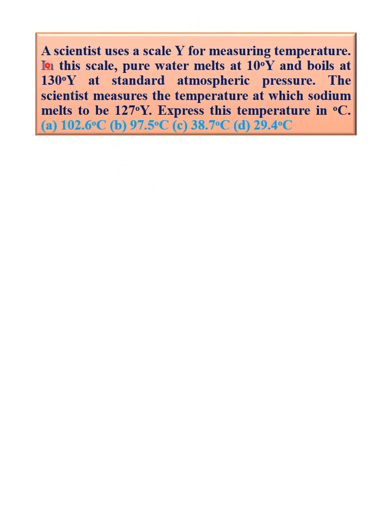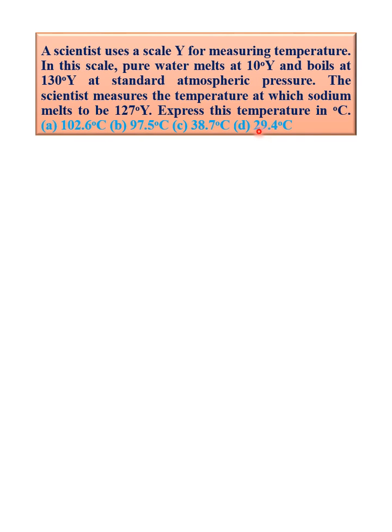It says, a scientist uses a scale Y for measuring temperature. In this scale, pure water melts at 10 degree Y and boils at 130 degree Y at standard atmospheric pressure. The scientist measures the temperature at which sodium melts to be 127 degree Y. Express this temperature in the degree Celsius scale. These are the options to choose from.